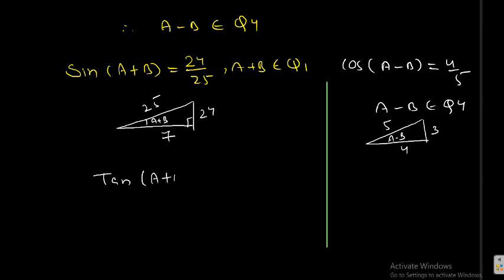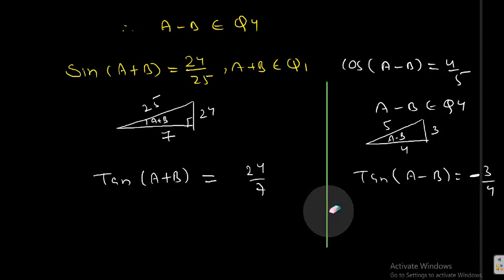Tan of a plus b value I want, that is in Q1, no problem, positive 24/7. Tan of a minus b I want. Tan of a minus b is in Q4, so tan is negative, minus 3/4. Okay. Yeah, what you want I will write. This is an interesting step for the problem.